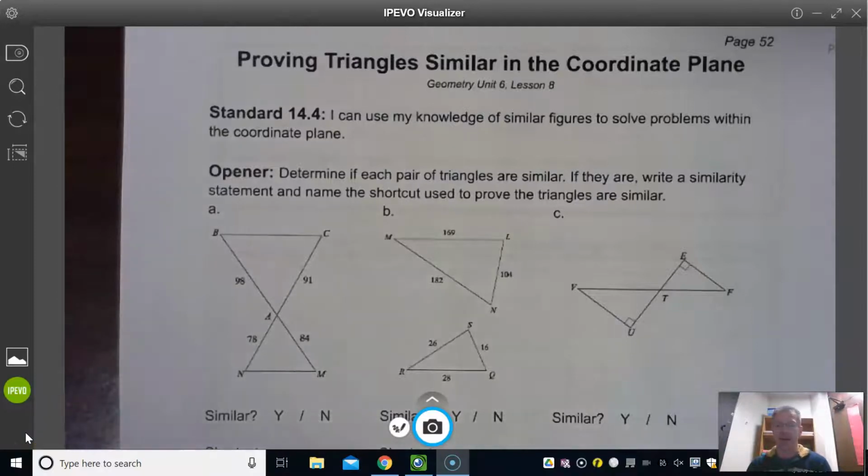All right, so we're going to wrap up our last lesson of Unit 6 on similarity, and we'll be working in the coordinate plane. The good news about this lesson is that there's really no new information to teach you. It's really about taking the accumulation of everything that you know and using that information to prove triangles similar using the same things that you've been using before.